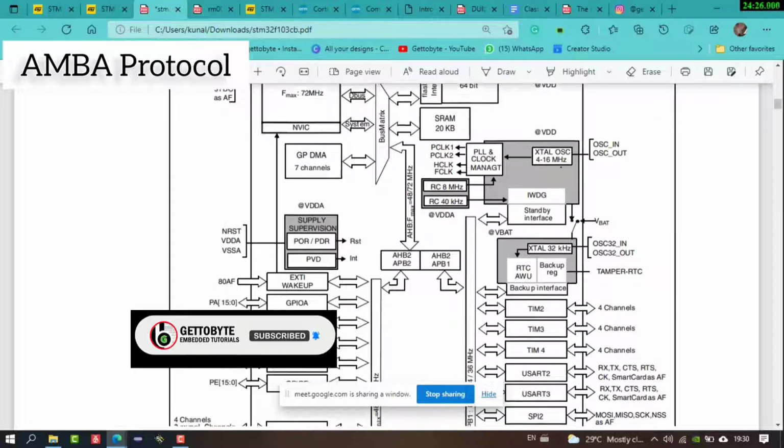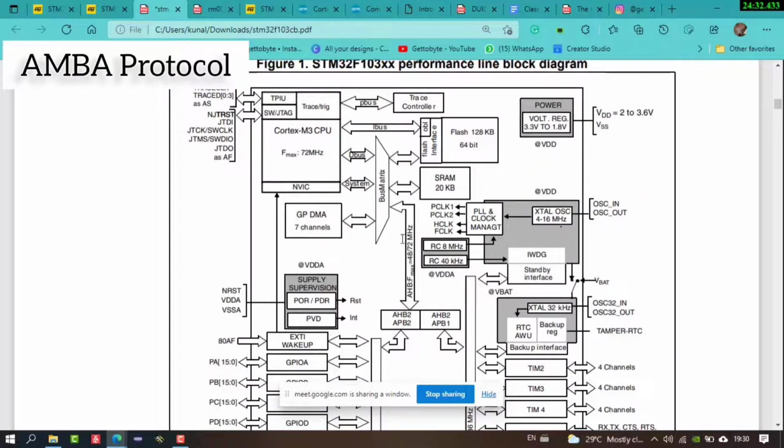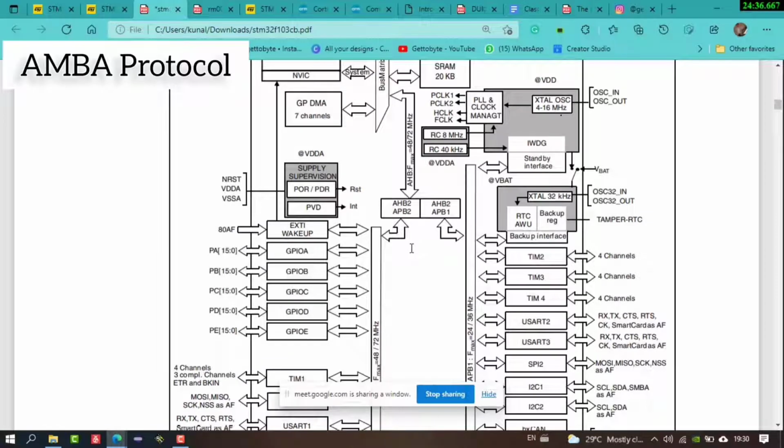So with some peripherals you can see there is a limiting frequency: 72 megahertz, 36 megahertz, and this can go to 42 to 72 megahertz. So when the microcontroller interacts with its peripherals, there are certain benchmarks up to which a peripheral can communicate at a frequency. Depending upon that, the vendors design the bus channel for it.